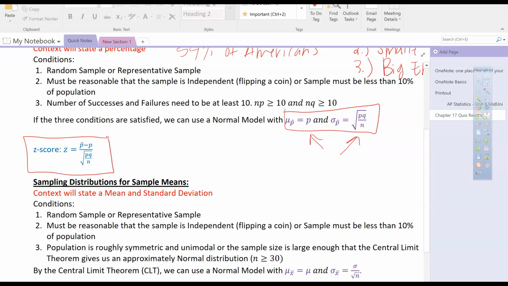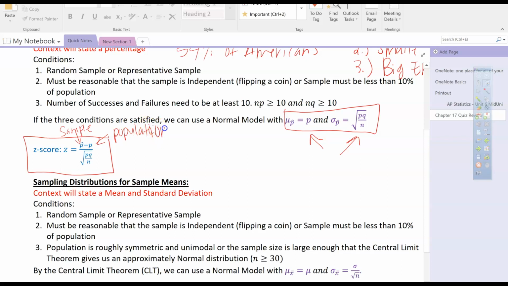You don't have to memorize this. This is on your formula sheet, but not exactly. On the formula sheet, it states it as standardized test statistic, which is the statistic minus the parameter over the standard deviation of the statistic. But kind of what I told my students was the p hats and the x bars, this is for the sample. And then the p's and the mu's, that's for the population.